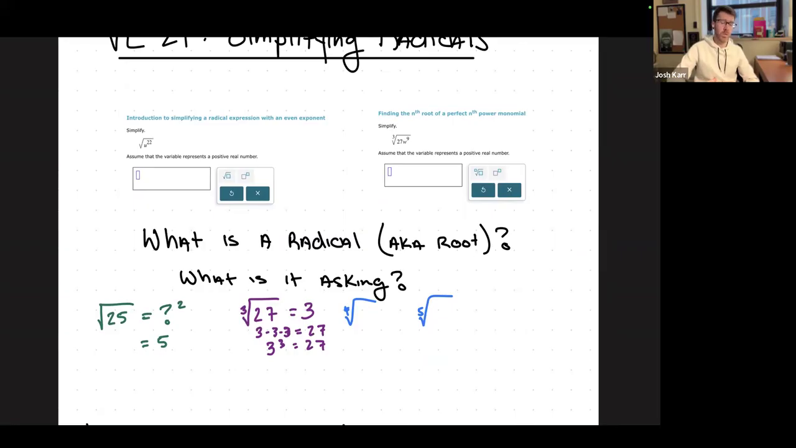To simplify square roots, we need to know these ones that work out really nicely. So 25 is a special number because when we take the square root of it, it works out nicely.